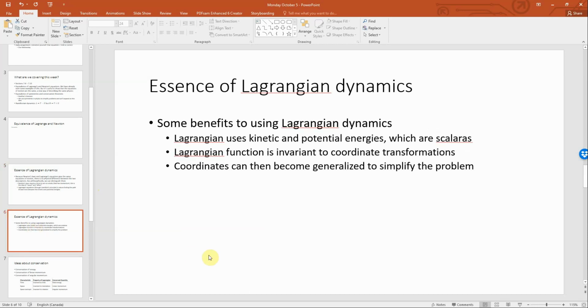So now maybe you're starting to see some benefits of using the Lagrangian. And so using the Lagrangian dynamics, I talked about this last week. Kinetic and potential energies are scalars, and that's nice because it's just a number as opposed to forces, which are vectors. And because they're just scalars, these scalars are invariant to coordinate transformation. This was actually mentioned in the very first lecture.